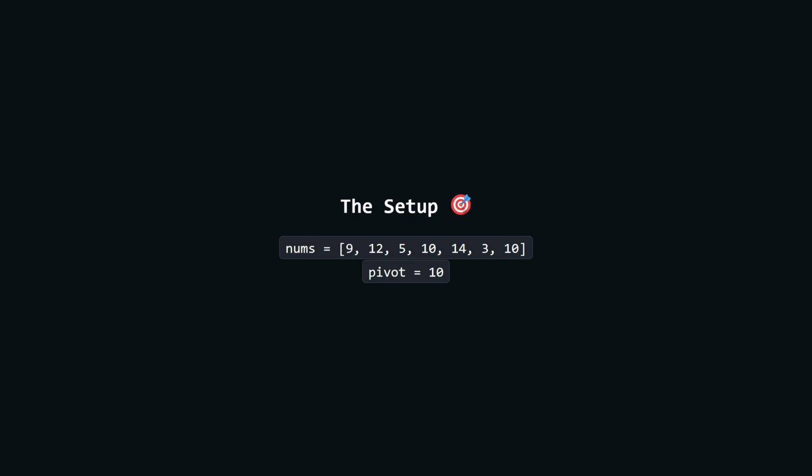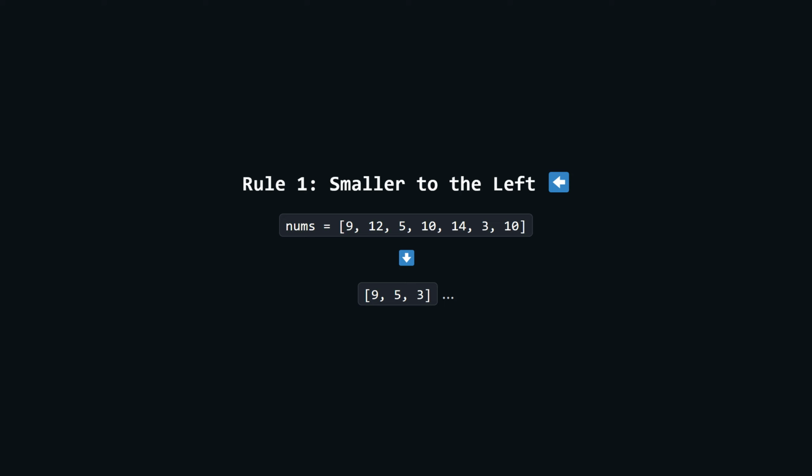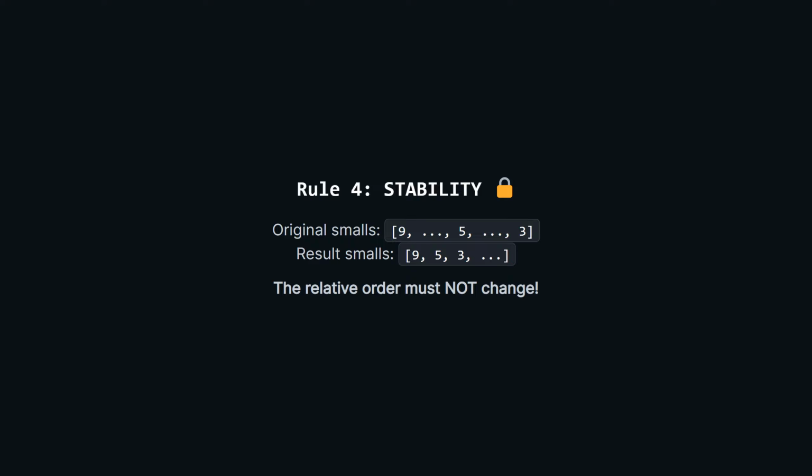We are given a list of numbers and a target number called the pivot, which is 10 in this case. First, any number strictly smaller than the pivot needs to be moved to the front of the list. Next, any number exactly equal to the pivot goes right in the middle section. And finally, all the numbers larger than the pivot are pushed to the very end of our rearranged list. But here is the catch, and the absolute most important rule. The original order of the numbers within each group must stay exactly the same.